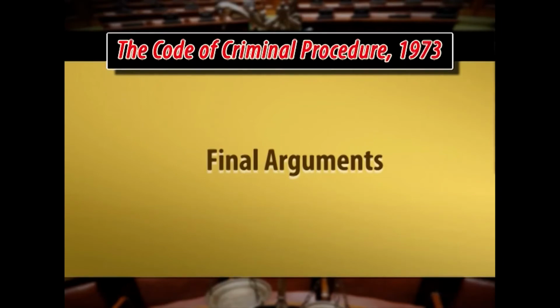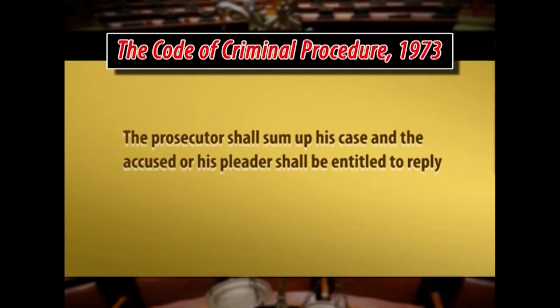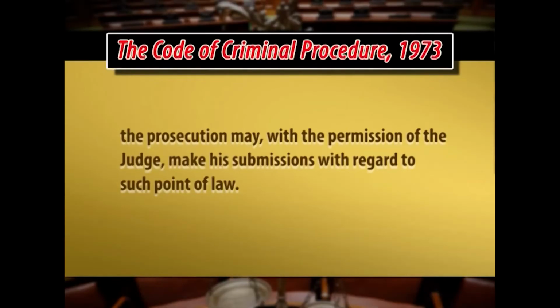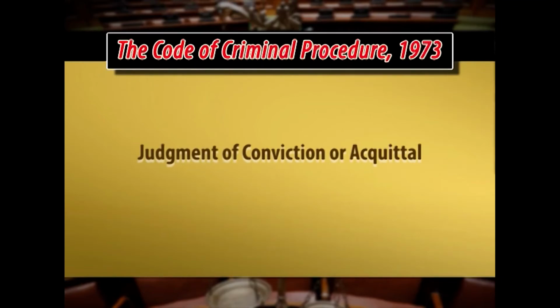The next stage of the criminal trial is final arguments. When the examination of the witnesses for defense is complete, the prosecutor shall sum up his case and the accused or his pleader shall be entitled to reply, provided that where any point of law is raised by the accused or his pleader, the prosecution may, with the permission of the judge, make his submissions with regard to such point of law. The next and last stage of the criminal trial is judgment of conviction or acquittal.